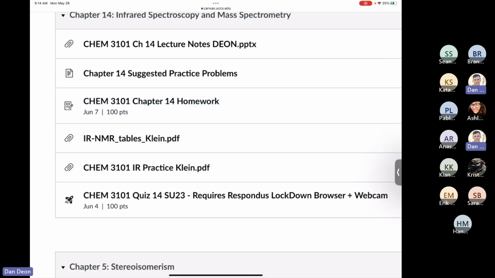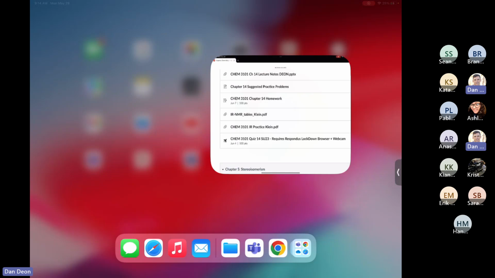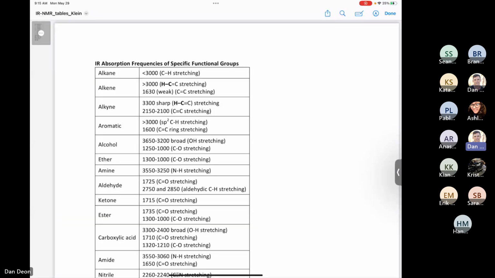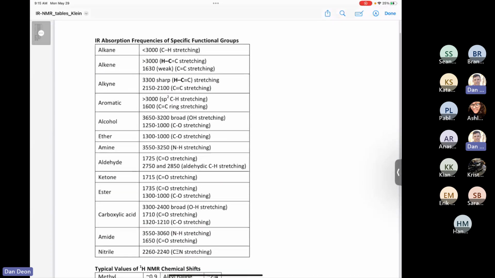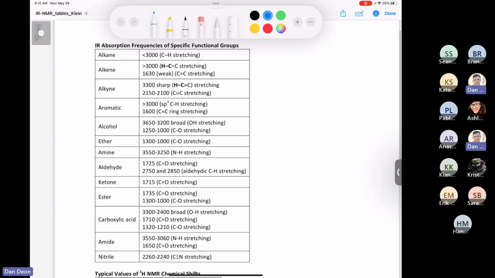So I'm going to show you what that document looks like. I have it open right here. And this is a table that you will always have access to for your quizzes, just for the quizzes. You won't have it for the final, but you have it for the quizzes, okay? And this is what's going to be pertinent for us in chapter 14.